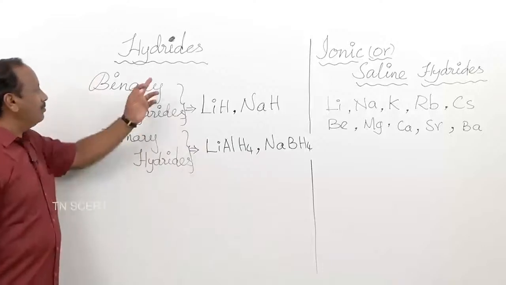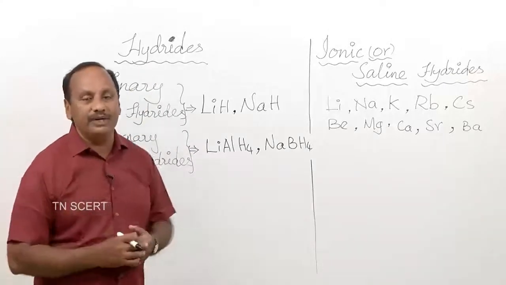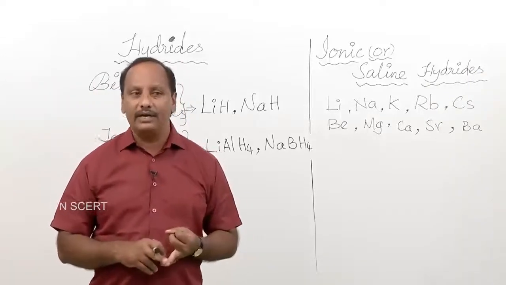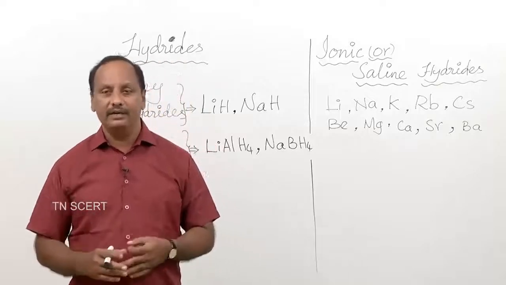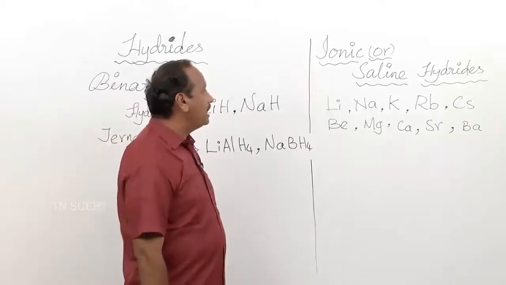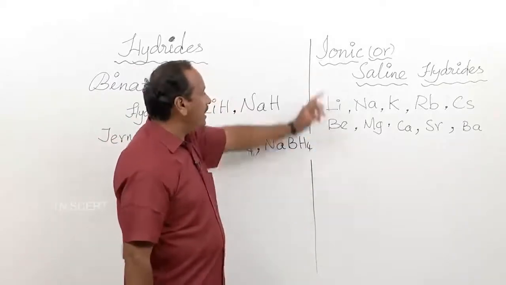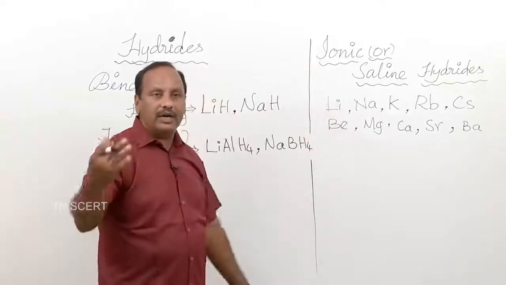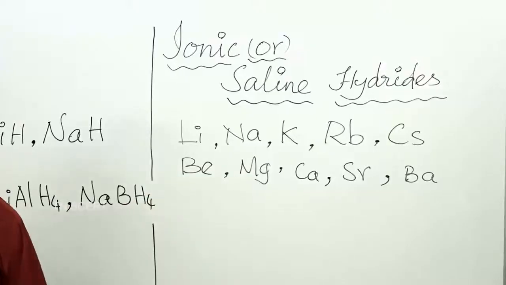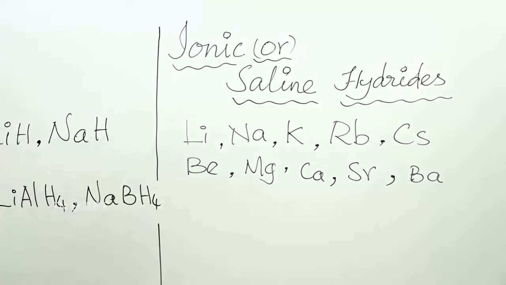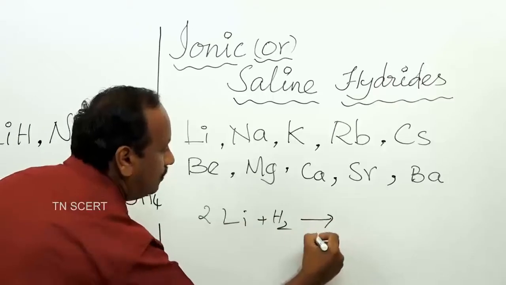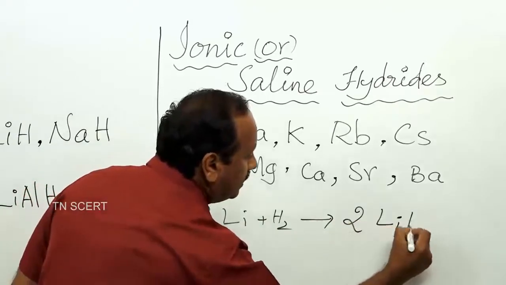On the basis of the bonding in hydrides, hydrides are classified into three types. One is ionic hydride, another one is covalent hydride, the third one is metallic hydride. So, we discuss one by one. The first one is ionic hydrides or saline hydrides. In these hydrides, hydrogen combines with highly electropositive elements like alkali metals and alkaline earth metals to form the hydrides. For example, lithium combines with hydrogen to form lithium hydride.